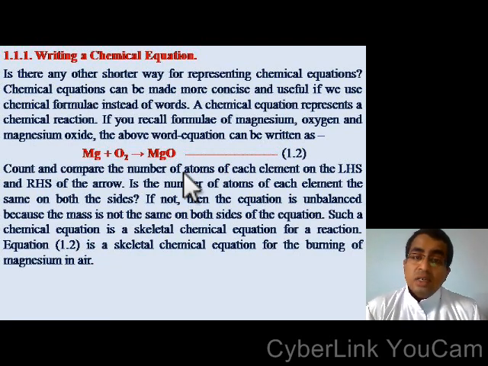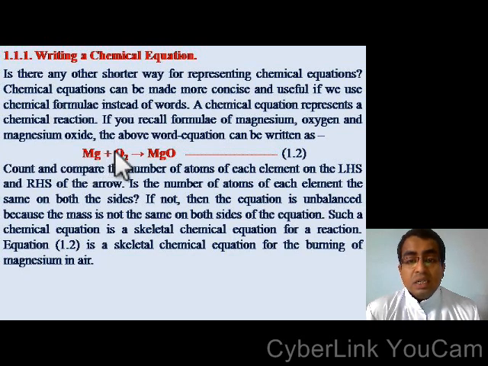Is there any other shorter way of representing a chemical equation? Chemical equations can be made more concise and useful if we use chemical formulas instead of words. A chemical equation represents a chemical reaction. We know the formula of magnesium as Mg, oxygen as O2. So let us write this particular equation: Mg plus O2 will give you MgO.